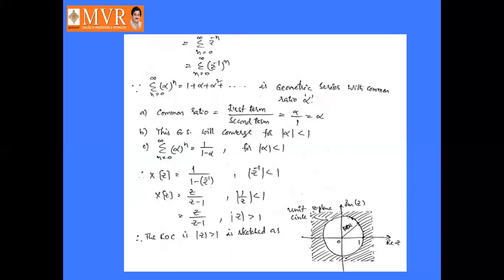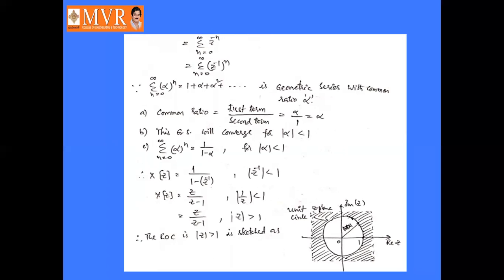So n is varying from 0 to infinity, u of n into z power minus n. What is u of n? From 0 to infinity, the u of n value is 1 only. That is 1 into z power minus n. So it is z power minus n. So we can write this as z power minus 1 whole power n, alpha power n. It is like alpha power n.